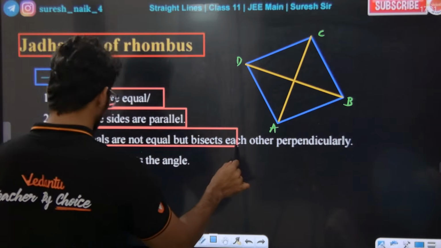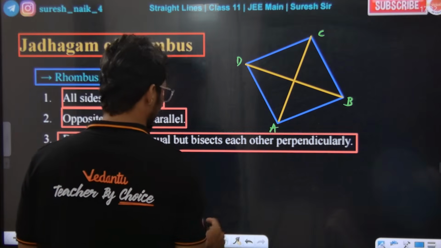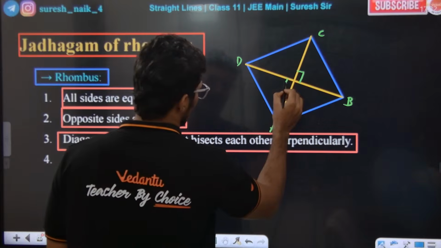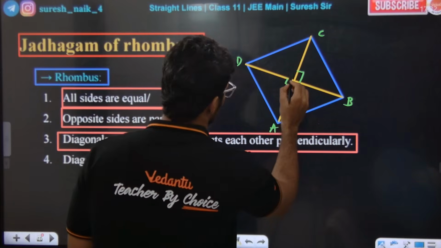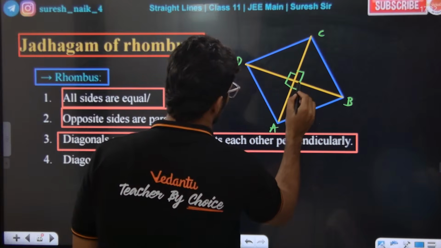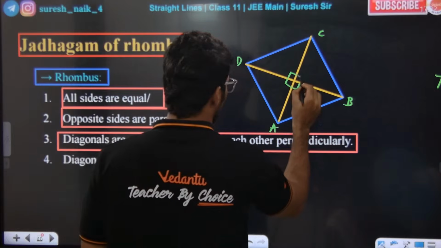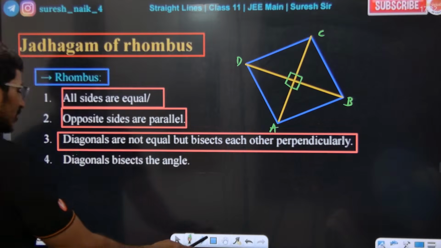Diagonals are not equal, but they bisect each other perpendicularly, which means the angle between them is 90 degrees. Yes or no? Angle between them is 90 degrees. Diagonals bisect the angles.